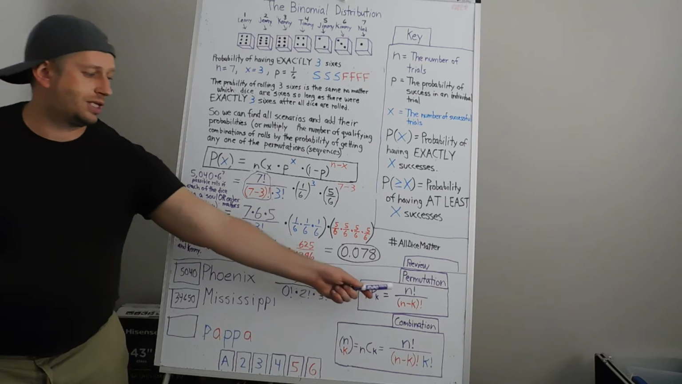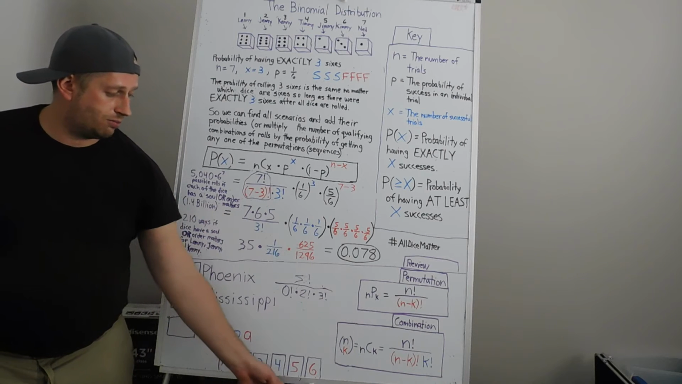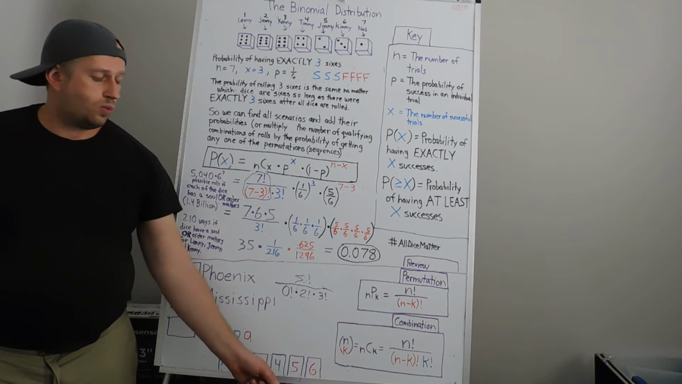So when we did that, we got 720 divided by 2, because there were only 2 remaining. 2 factorial is 2 times 1.